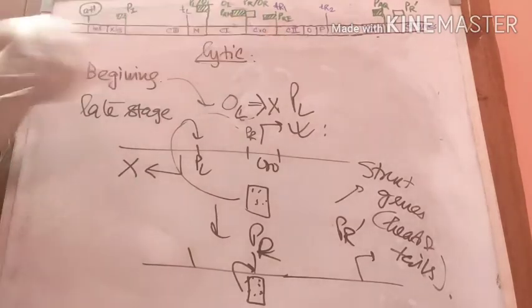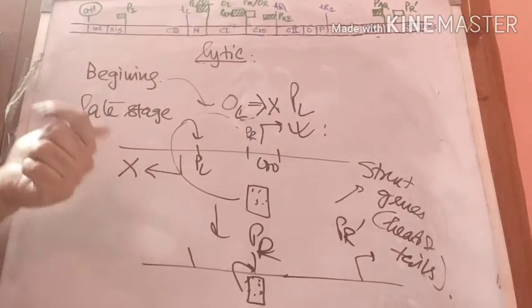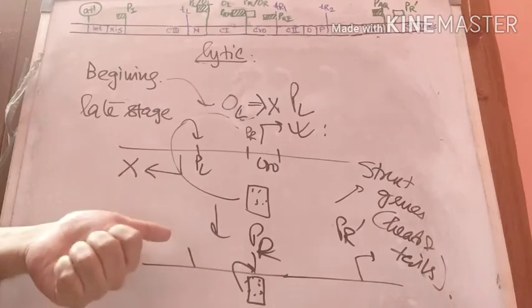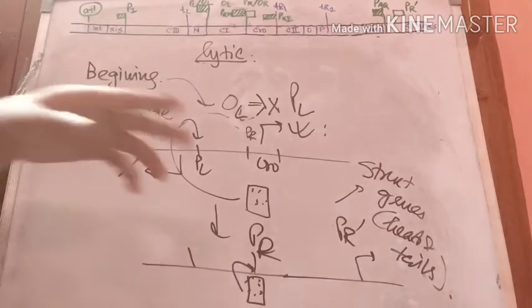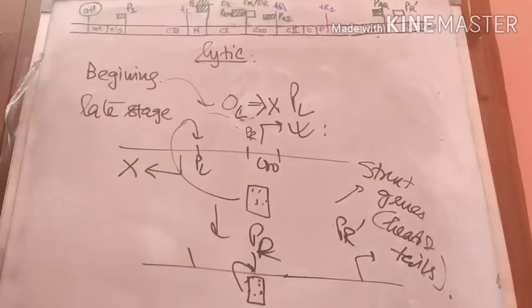Now remember, C2 is also synthesized. But as I said, C2 is prone to protease degradation. So if C3 is absent, C2 is of no use. Okay, it will fail to function. Okay, so OPQ, there.